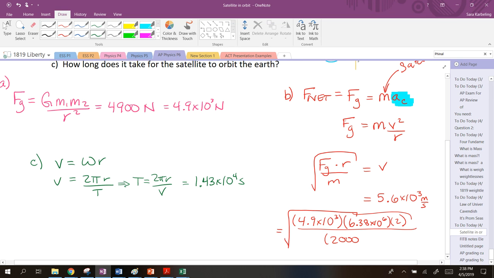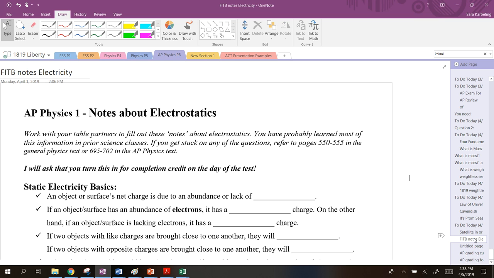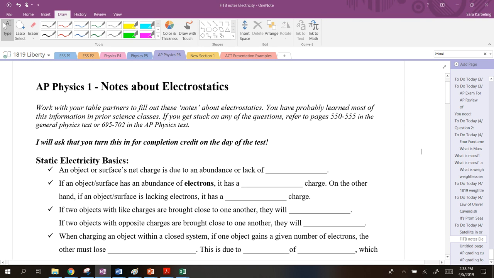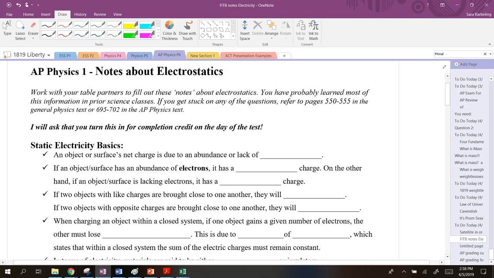All right. We've got a few minutes. In those few minutes, I am going to have you start working on something. Can we move on? Is that okay with everybody? I'm going to give you a sheet. It's kind of like Mad Libs, but it's actually notes about electrostatics. A lot of this you have probably learned in prior science classes. If you haven't, that's okay. That's why we're doing it.